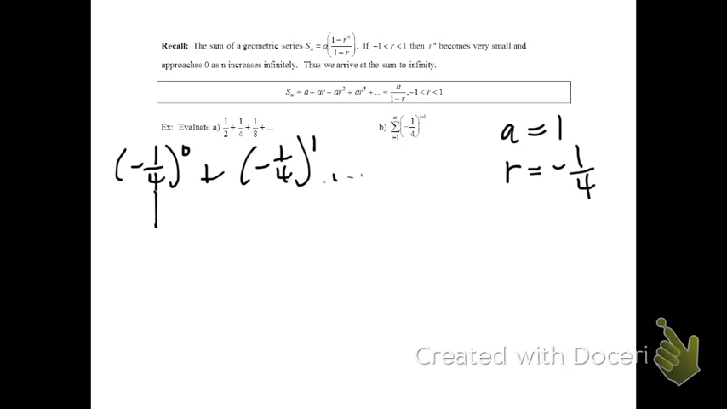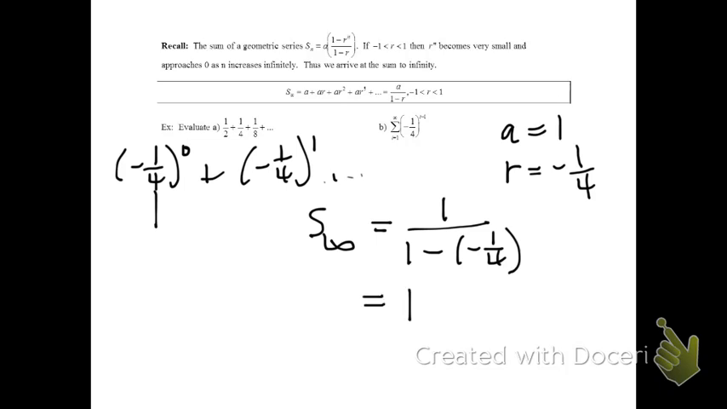So we're looking for the sum of this infinite series, where a is 1, and on the bottom we have 1 minus our r value, which is negative a quarter. So we're left with 1 divided by 5 quarters, which is the same as 1 times 4 fifths. So the sum of this infinite series would be 4 fifths.